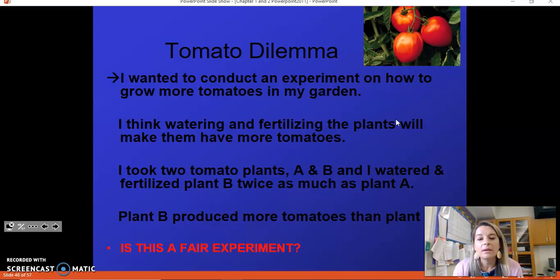So, it is not a fair experiment because there's 2 variables. You cannot water and fertilize plant B twice as much. Could you water plant B twice as much one time, and then in another experiment, fertilize plant B twice as much? Yes. You would have to do them separately, but not together. Could you try it together at some point? Sure, but you can't do twice as much. You would have to keep your A plant then watered twice as much. So this is not a fair experiment because you're changing 2 variables, not just one.